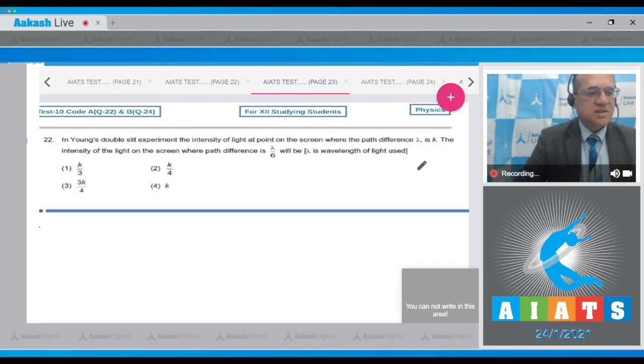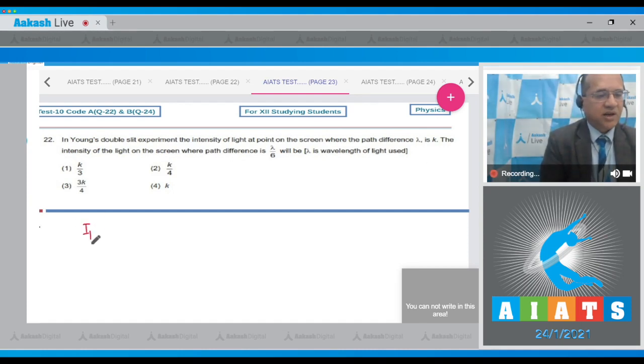Question number 22 says that in Young's double slit experiment, the intensity of light at a point on the screen with the path difference lambda is K. Then what is the intensity at the point on the screen where the path difference is lambda by 6, and lambda is the wavelength of light? Now dear student, where the path difference is 0 and lambda, the intensity will be maximum.